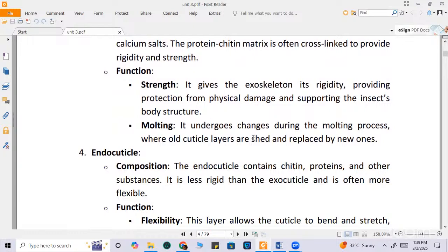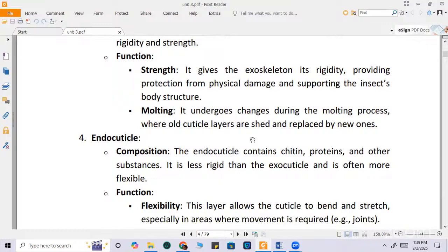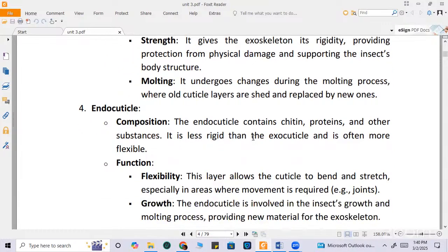Coming to the endocuticle, its composition contains chitins, proteins, and other substances, whereas it is less rigid than the exocuticle and is often more flexible. So if it's not rigid, then it has a tendency of flexibility, right? What does this flexibility do? How does it help the cuticle layer in insects? This layer allows the cuticle to bend and stretch, especially in areas where movement is required, like joints, right? In those places, it has to be flexible, because if it is rigid, then it cannot bend or stretch.